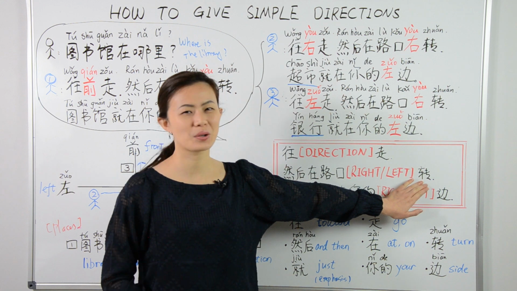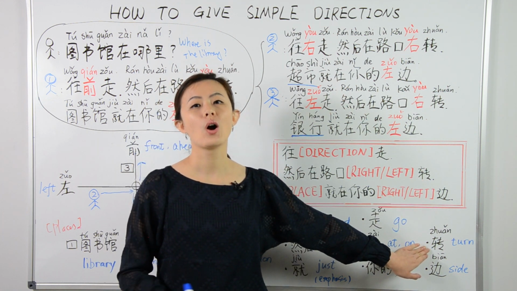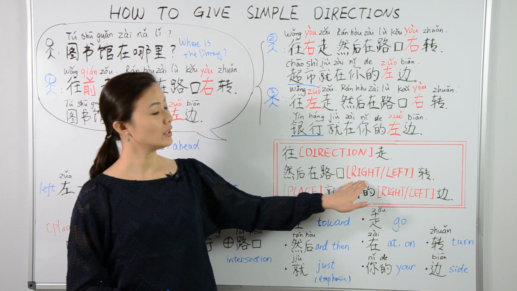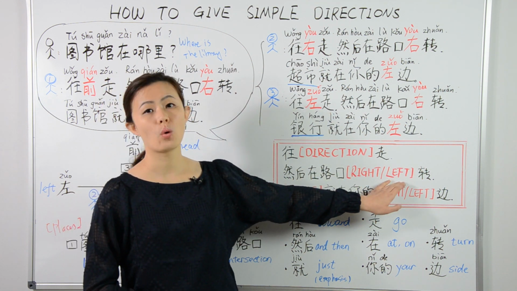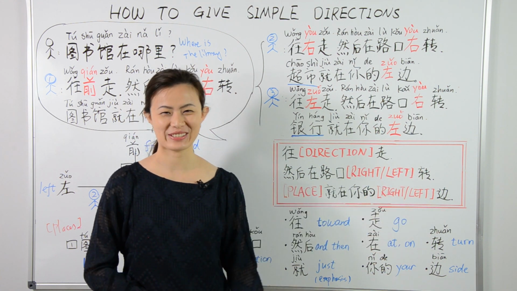And the last word, 转. 转 is a verb meaning turn. 转. So you can say 然后在路口右转 or 然后在路口左转, either turn right at the intersection or turn left at the intersection.